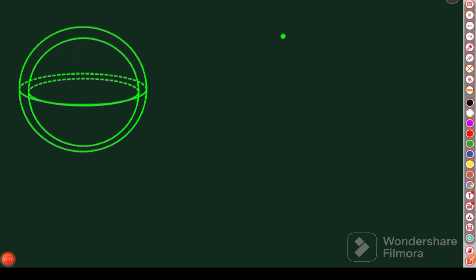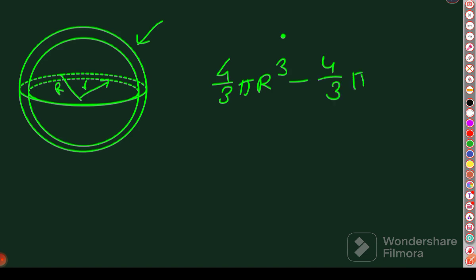So here you can see that one smaller, again capital R. So what will be the volume? Tell me. Volume of the bigger sphere minus smaller sphere. That means 4/3 pi capital R cube minus 4/3 pi small r cube. This will be the volume.